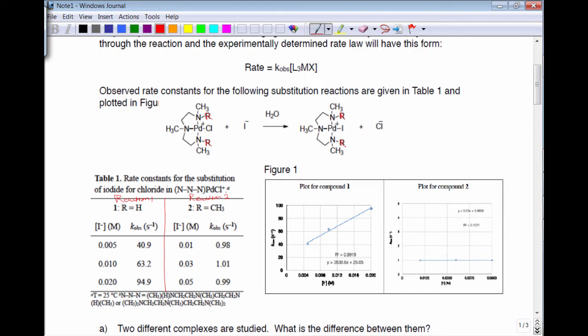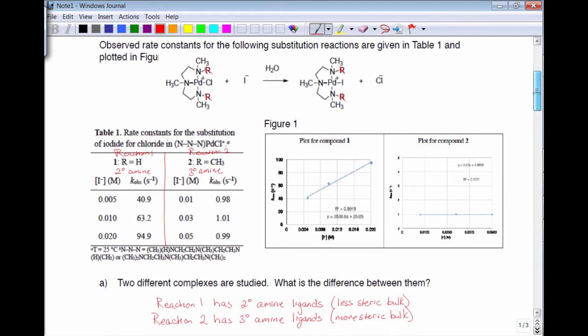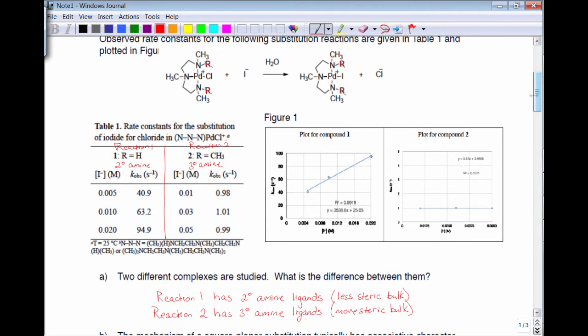So basically what we've done here is we're going from a secondary amine ligand, or two secondary amine ligands, to tertiary amine ligands. And that means that from reaction 1 to 2, we're increasing the steric bulk. So in other words, the real difference here is that reaction 1 has less steric bulk than reaction 2, because reaction 1 has secondary amines, whereas reaction 2 has tertiary amines.